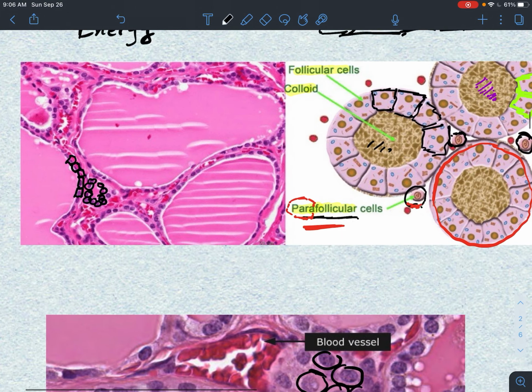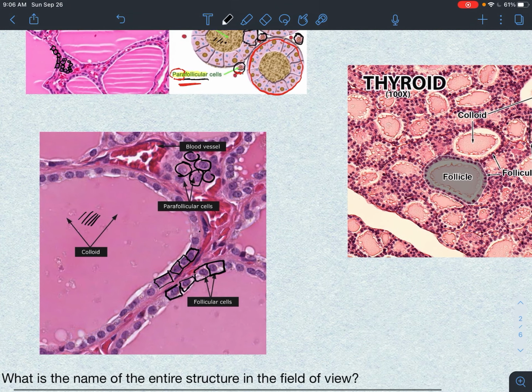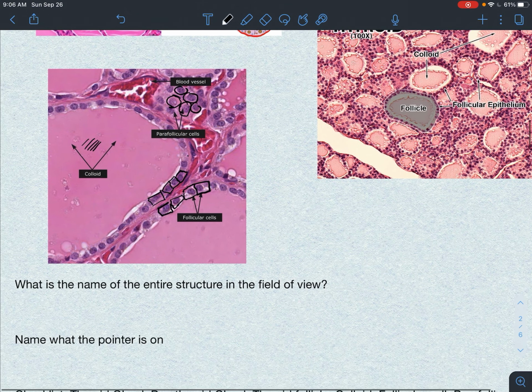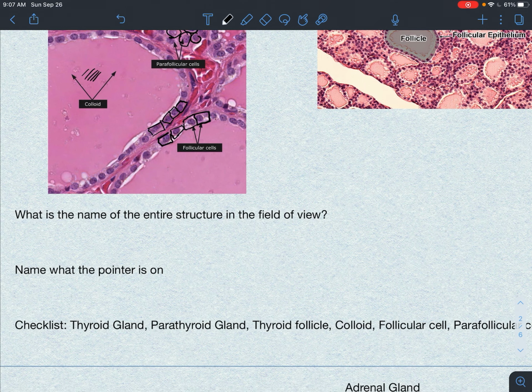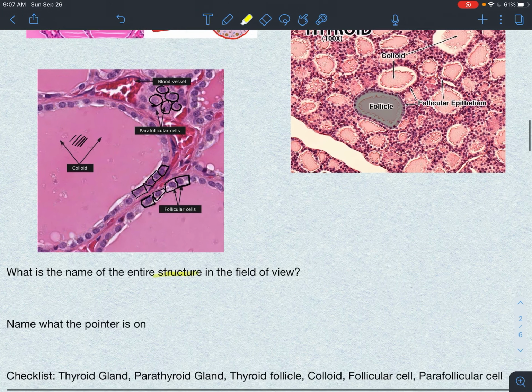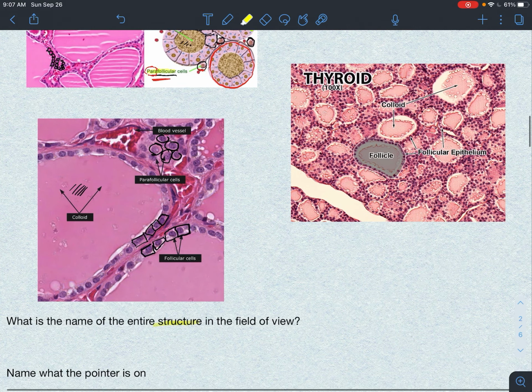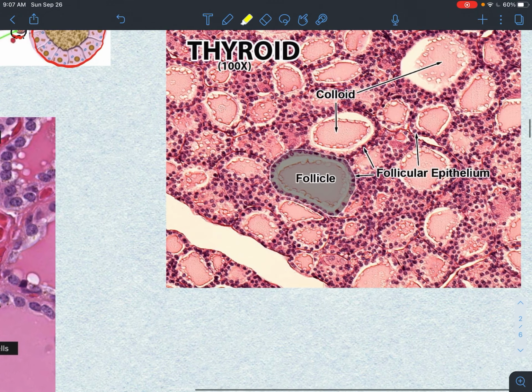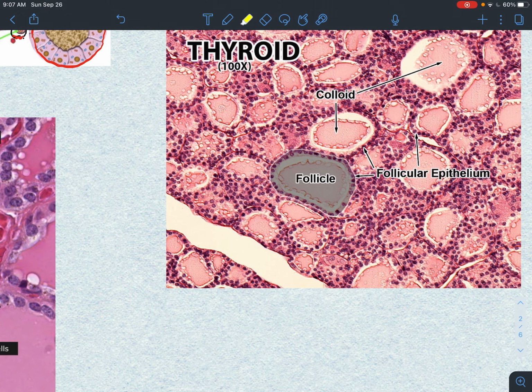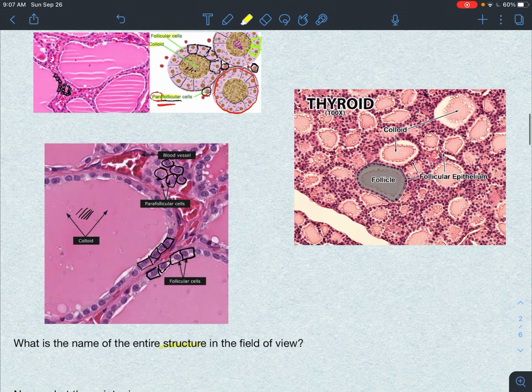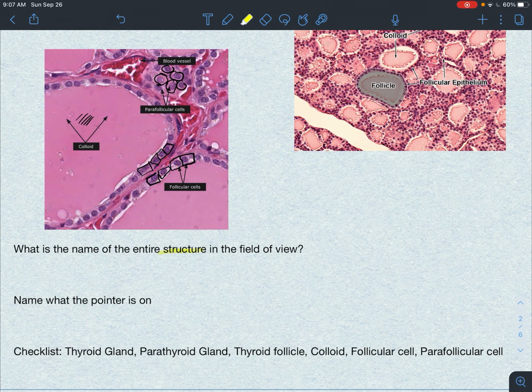Okay, so let's go ahead and see then what some questions we want to be ready for are. So what is the name of the entire structure in the field of view, right? Well, if they're showing us an image like this one, then you want to say thyroid gland, right? And some follow-up questions. What is the pointer on, right? Let's look at the checklist. It could be thyroid gland, it could be parathyroid gland, thyroid follicle, colloid, follicular cell, parafollicular cell.